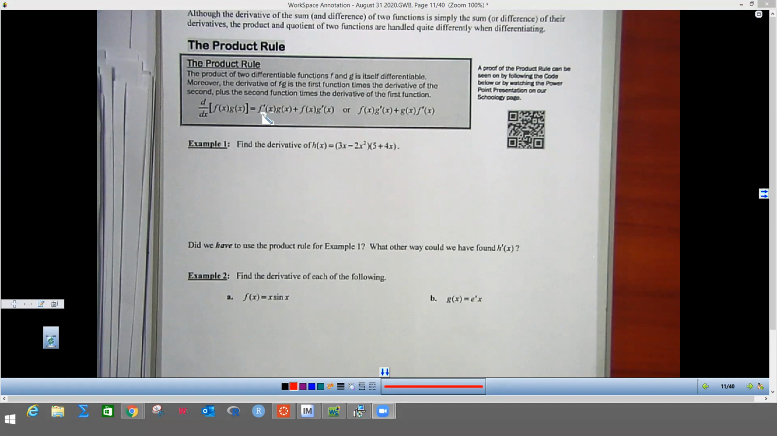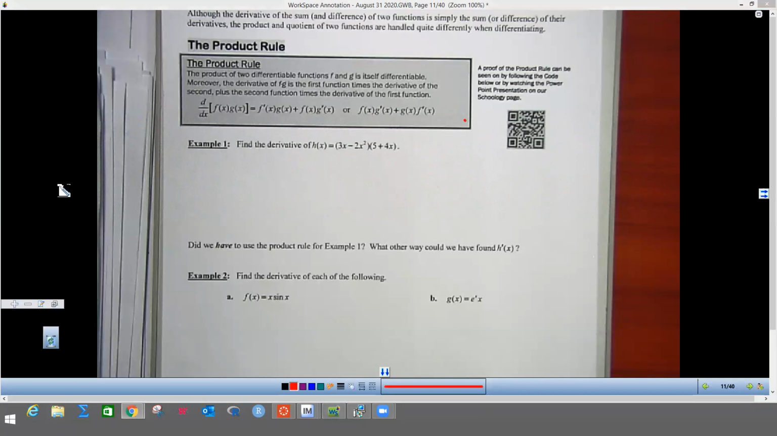The first one is you take the derivative of the first times the second plus the first function times the derivative of the second. I always do this one, so I'm always going to say first times derivative of the second plus the second times derivative of the first. So first derivative of the second plus second derivative of the first. Either one's fine. A lot of people use the other one. It is all equal because of commutative property of multiplication.